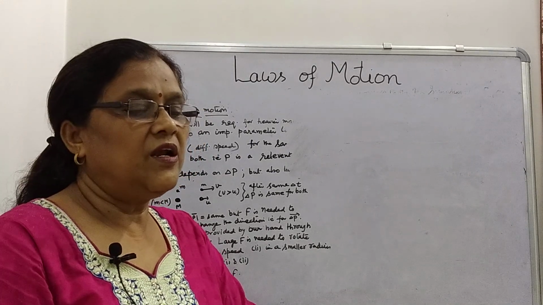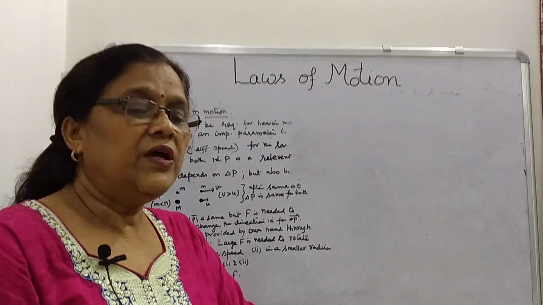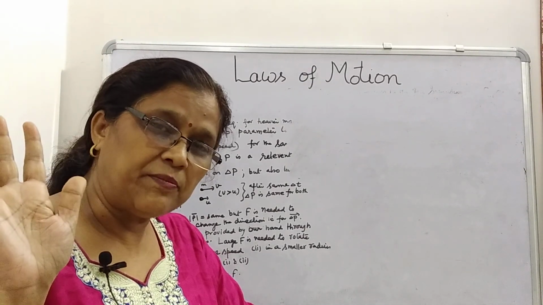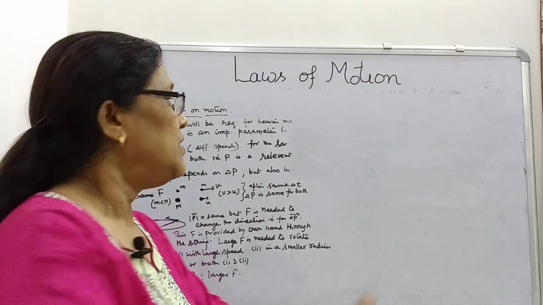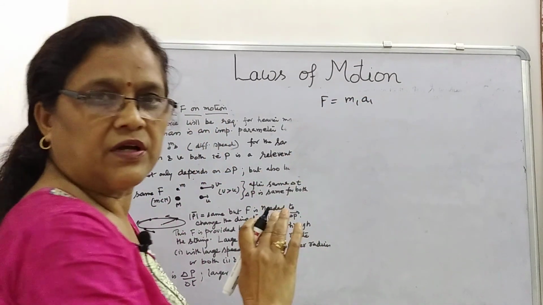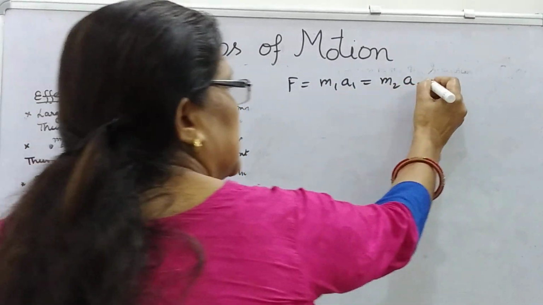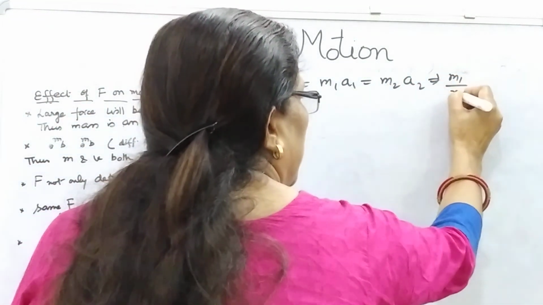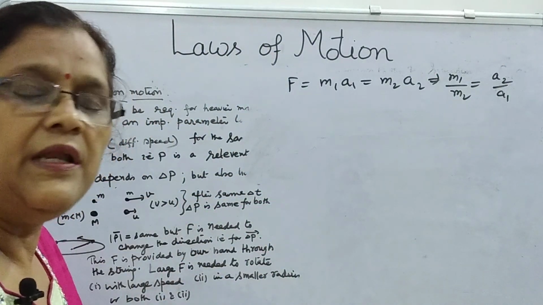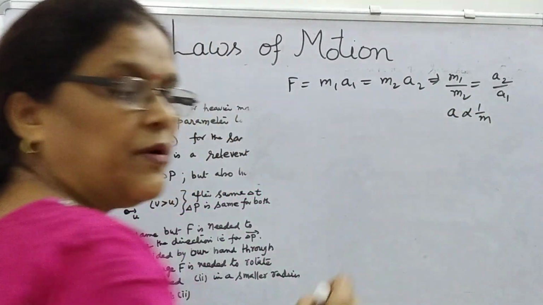Now the second law leads to the concept of inertial mass. How will you prove it? If the same force is applied on objects of masses m1 and m2, what can you write? F equal to m1 a1, the first object will move with acceleration a1, and the second object will move with acceleration a2. In this way it can be written as m1 upon m2 equal to a2 upon a1. What does it mean? That a and m are inversely proportional.